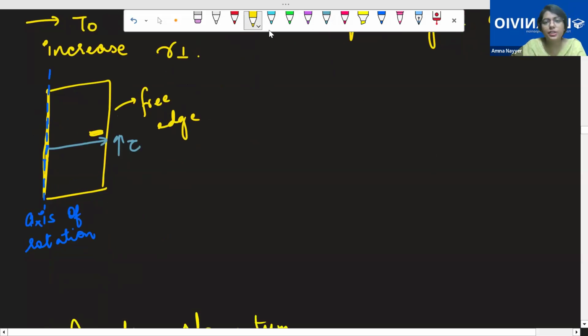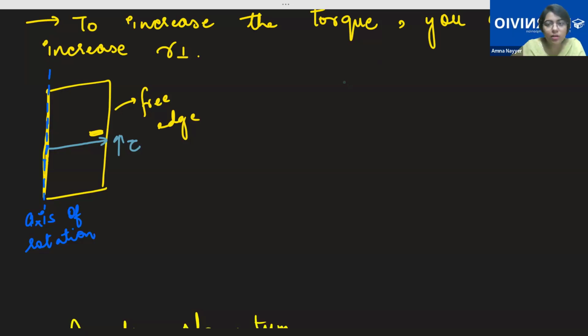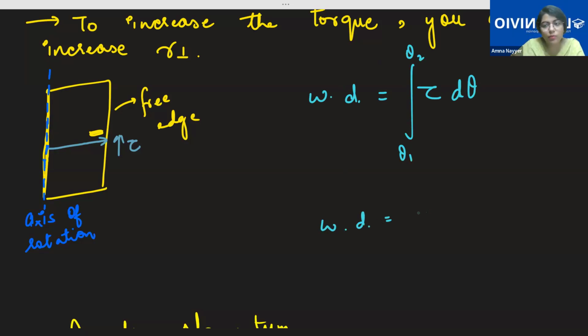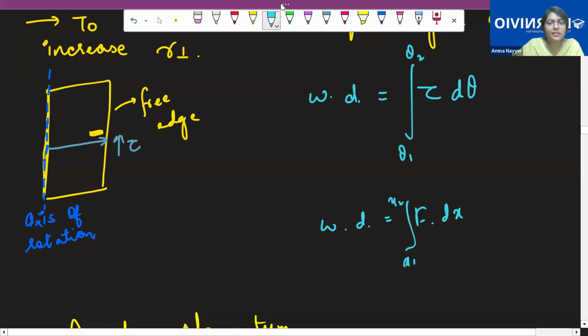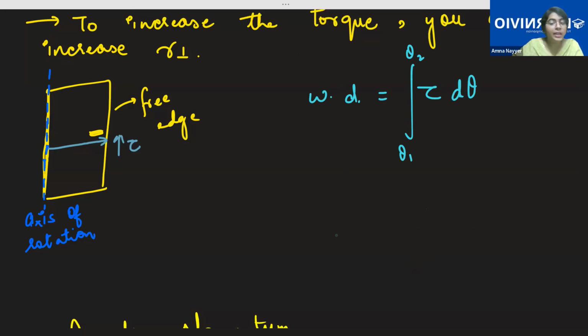One more thing, we did a relationship in case of the circular motion. See, here also you should remember, whenever you calculate work done, it will be the integral of tau d theta from theta 1 to theta 2, because we are already done with work done, that is the integral of F dot dx from x1 to x2. This is tau d theta from theta 1 to theta 2. Now one more thing, if I have work done equal to tau d theta and I divide both terms by dt, work done by time will be power.